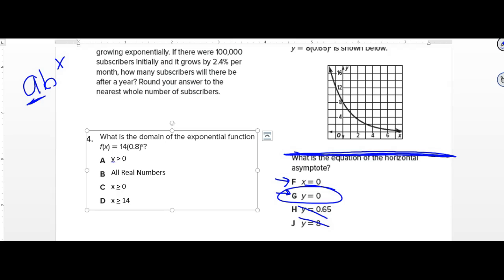Hopefully we know that without having to go to our calculator. We know that x equals 0 is an up and down line. Y equals 0, with 0 slope, is a horizontal line. So G, y equals 0 is our horizontal asymptote right there.